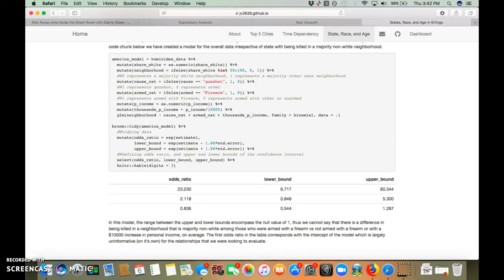We also decided to run a regression model where we didn't really see any significant results due to the fact that the null value of 1 for odds ratios was encompassed within the upper and lower bounds. The regression model was designed to see if there was a difference between armed and unarmed individuals in majority non-white neighborhoods who were being killed.